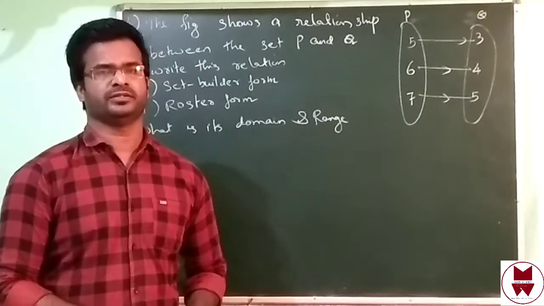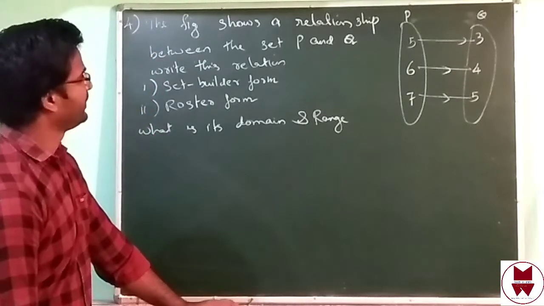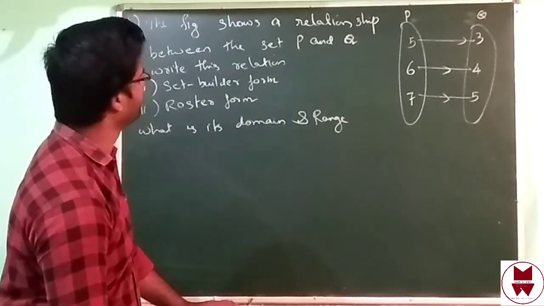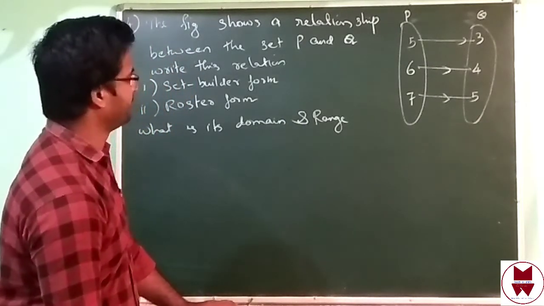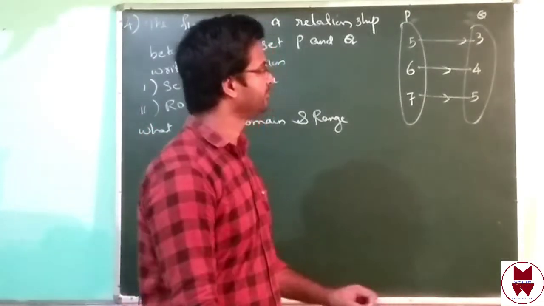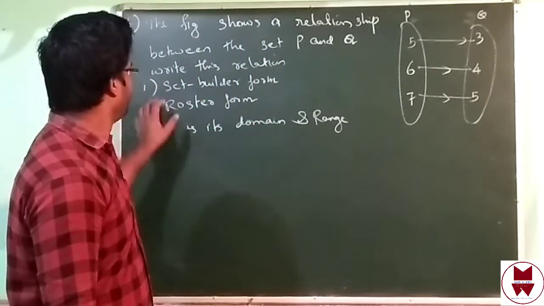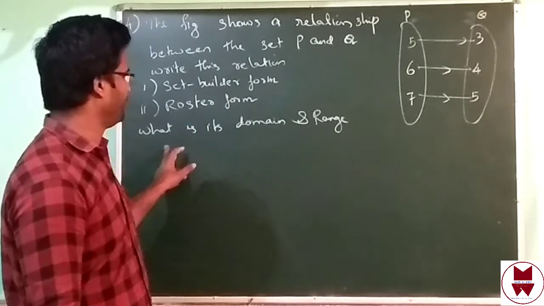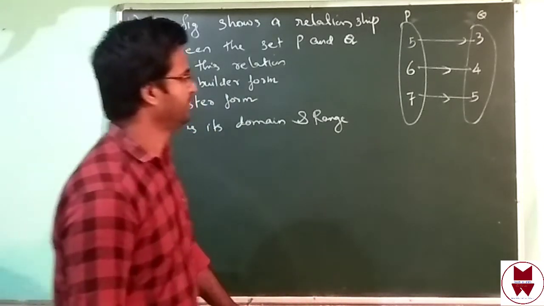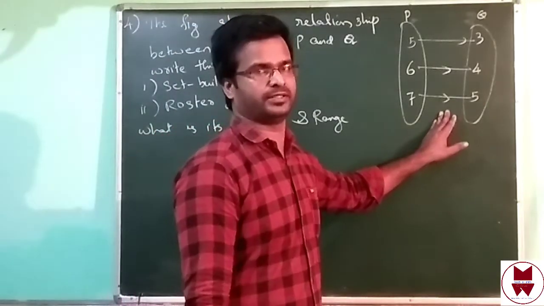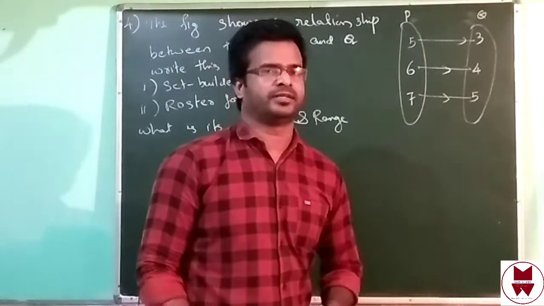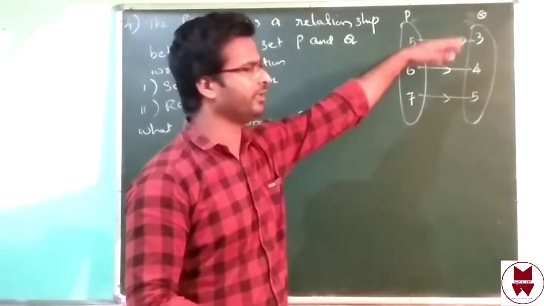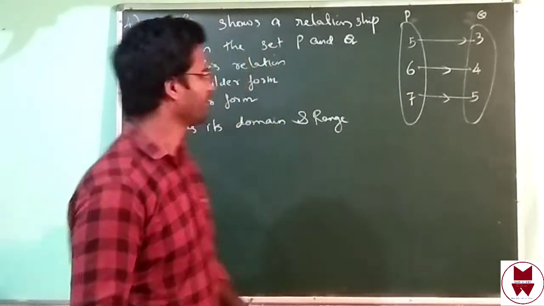Now we can see question number 4. The figure shows a relationship between the sets A, P and Q. Write this relation. Here one figure is given. First write it in set builder form, second in roster form, then find its domain and range. This is the given relation in the figure. We have to write in set builder form and roster form, and after that write the domain and range. This is our question.